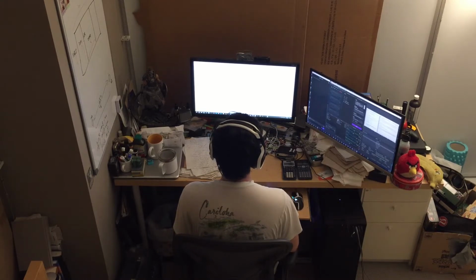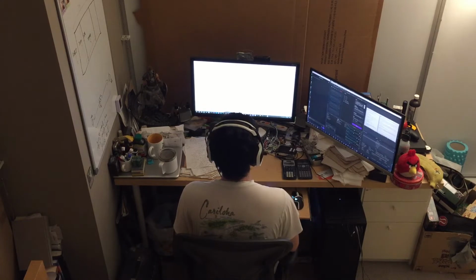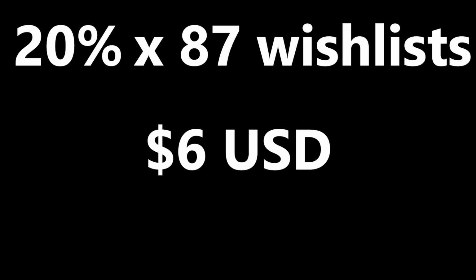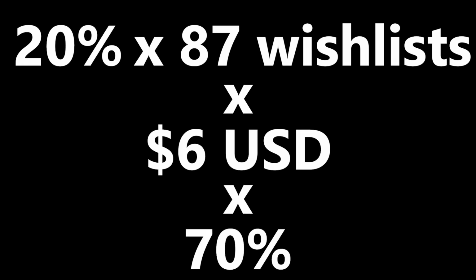There's a lot more useful information on wishlist conversions and marketing in them, but to keep things brief, here's a rough revenue calculation for the first week. I'm currently planning to sell my game for $6 USD, so if we take 20% of my 87 wishlists and multiply that by 6, then subtract the 30% Steam cut, I end up with about $73 USD.